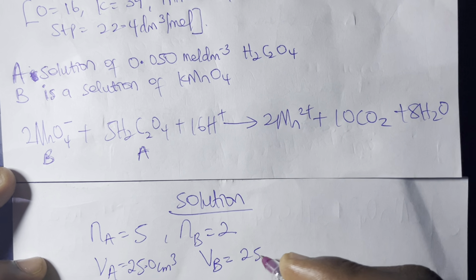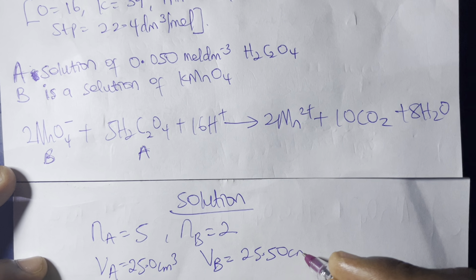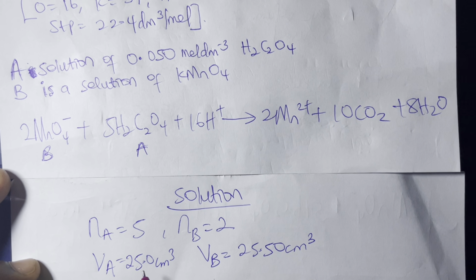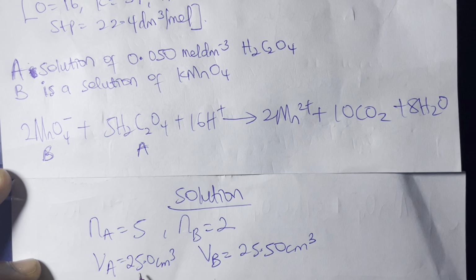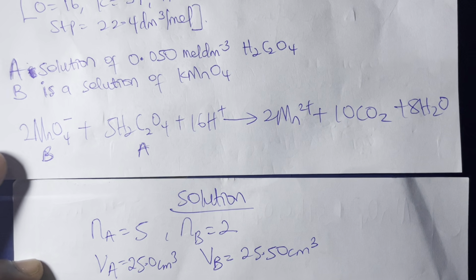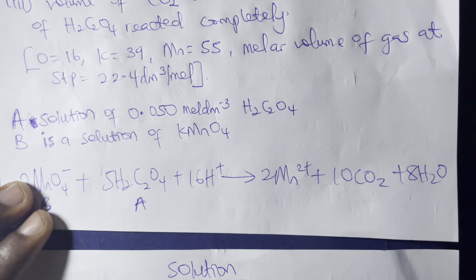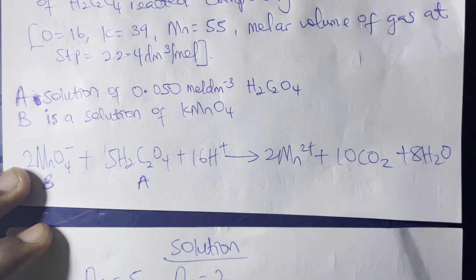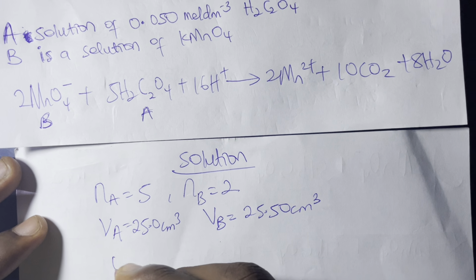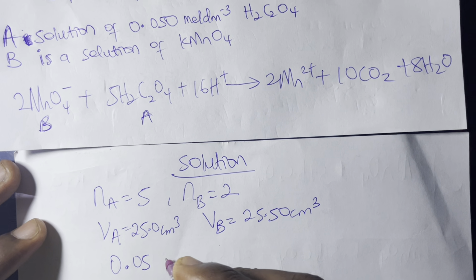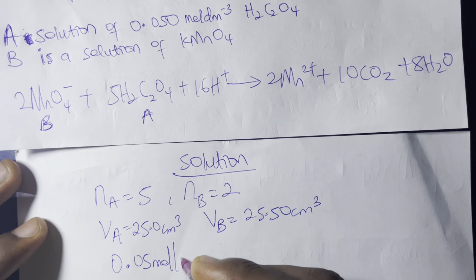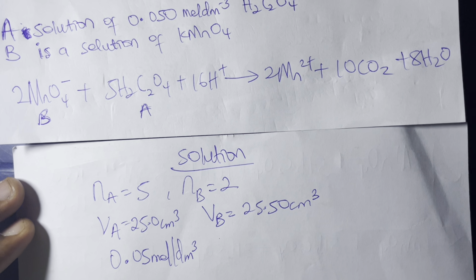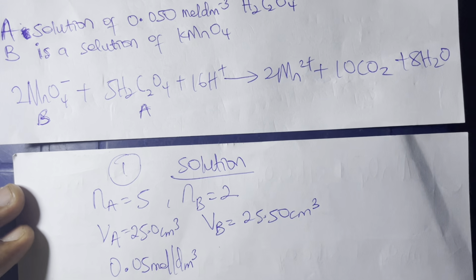That's 25.50 cm cube. If you watch our part A video, that's the volume of the KMnO4. And the VA is this. Good. And our concentration of the A, which is the H2C2O4, is 0.05 mole per dm cube. See the way I analyze all these things. This is the way I write my parameters out first. This is question number 1 solution.